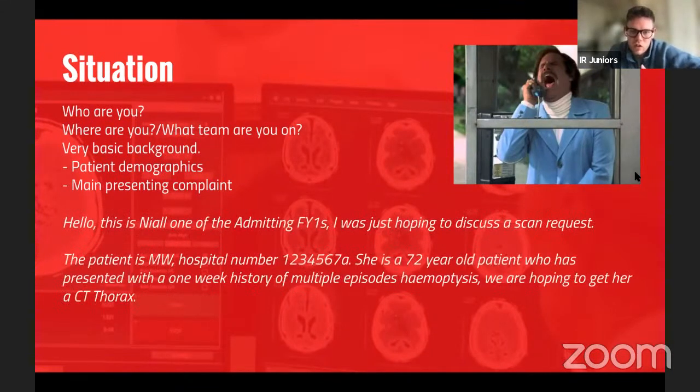So this is just an example of something that I might have said. I'm one of the admitting F1s, just hoping to discuss a scan request. And then that opens up, obviously, the dialogue for further information. So, patient who has come in with multiple episodes of hemoptysis, hoping to get a CT thorax.